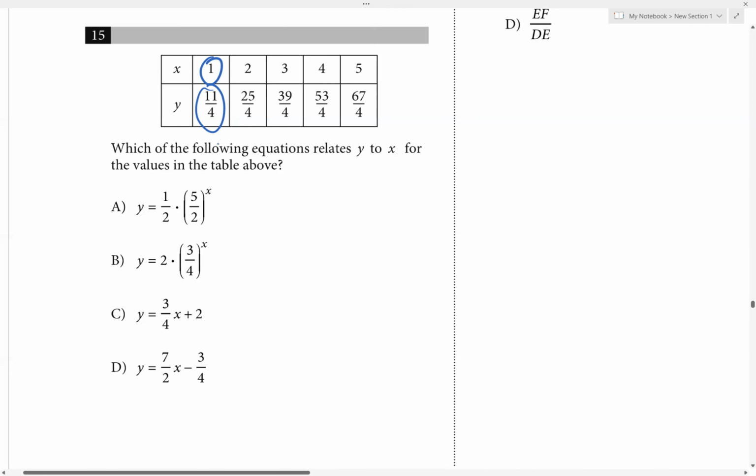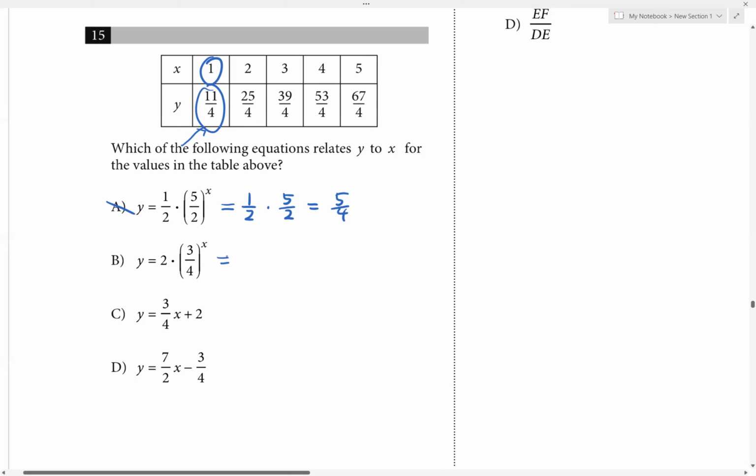Okay, so we try letter A. x is 1, so we plug in 1 for x. This will be 1/2 times 5 over 2 raised to the first power, which is 5 over 2. Solving this out, 1/2 times 5 over 2 should be 5 over 4. Okay, so we want 11 over 4, right? But we got 5 over 4, so A is not going to work. If the answer is correct, it had to work for all the points in the table, so if it doesn't work for the first one, it's not going to be it.